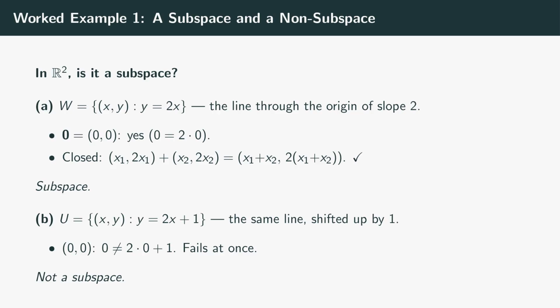W is a subspace. Part B, now let U be the line y equals 2x plus 1, the same slope, but lifted up by 1. Does it contain the origin? Plug in (0, 0): is 0 equal to 2 times 0 plus 1? That says 0 equals 1, which is false. The line misses the origin, so it fails the very first check. U is not a subspace. A line is a subspace exactly when it passes through the origin.